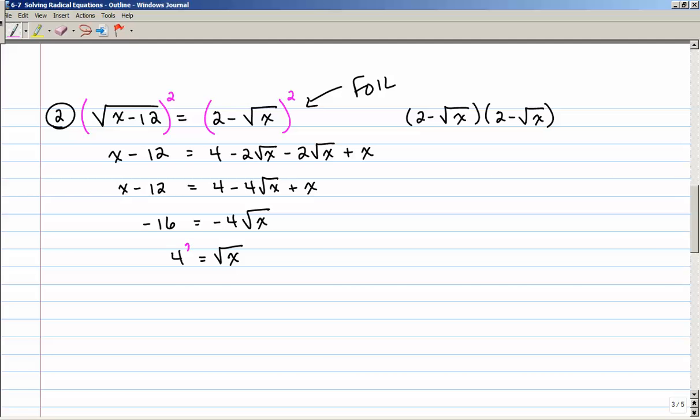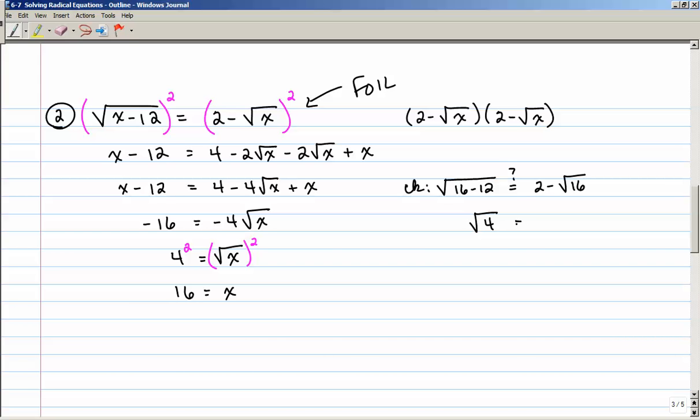And when I square both sides, I get x is equal to 16. So let's see if that's going to work. I have to plug that back into the original problem. So to check, is the square root of 16 minus 12 equal to 2 minus the square root of 16?